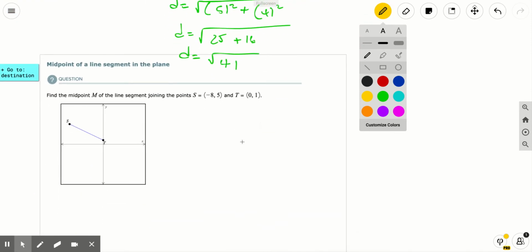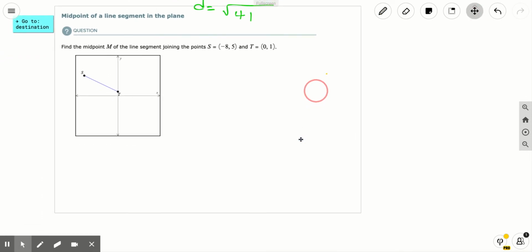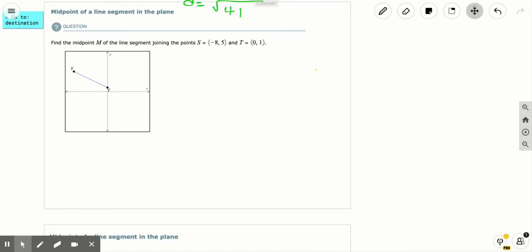Okay. Midpoint formula. Here we go. So the midpoint is the point that's halfway in the middle. So it finds the midpoint M. They want you to find some point M. And it's giving you S, which is -8, 5, and T, which is 0, 1. They want you to find the midpoint.